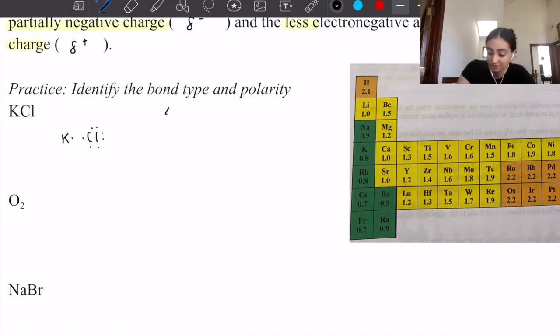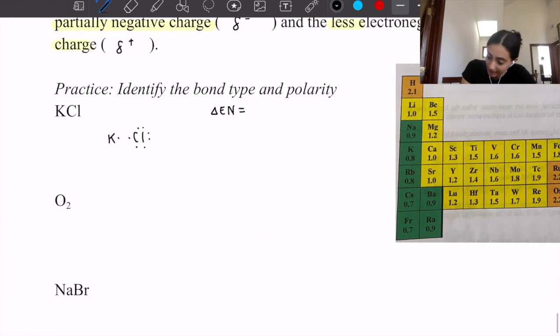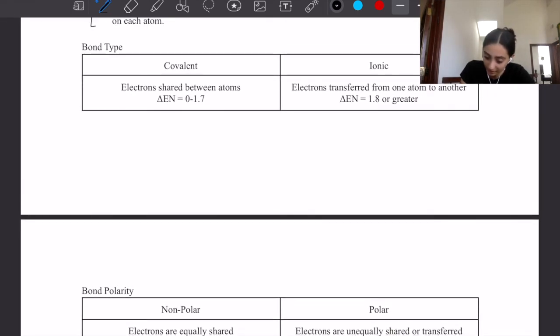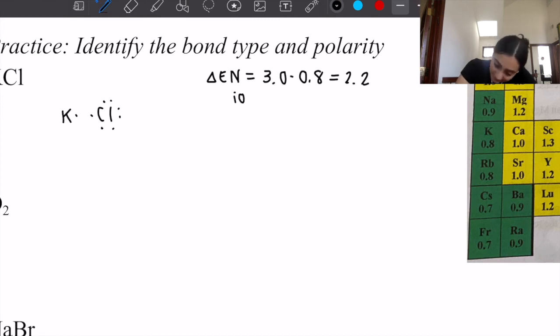So let's subtract the electronegativity values. We have 0.8 and 3.0. So we are going to subtract 3.0 minus 0.8, and we get 2.2. If we look at our table up here, when the electronegativity difference is 1.8 or greater, it is ionic, and when it is 0.5 or greater, it is polar. So this is an ionic polar bond.